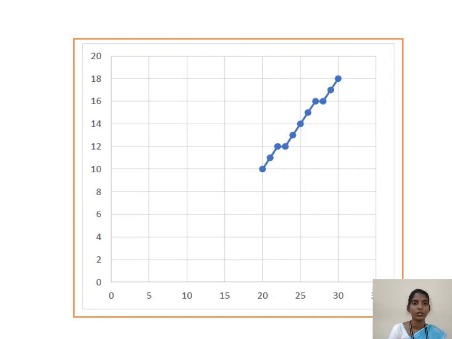Now we are going to draw the graph, x-axis and y-axis. The x-axis is 5, 10, 15, 20, 25, 30, then 35. Then the y-axis is 2, 4, 6, 8, 10, 12, 14, 16, 18, up to 20. Then we plot the points.